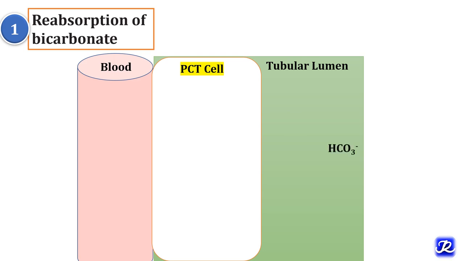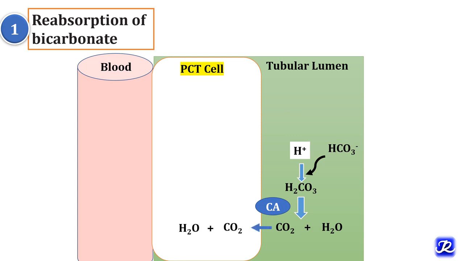So the bicarbonate which is filtered in tubular lumen combines with hydrogen ion to form carbonic acid, which is dissociated to form carbon dioxide and water by the action of enzyme carbonic anhydrase. This carbon dioxide is diffusible. It enters the tubular cell, and again there is formation of carbonic acid by another isoenzyme of carbonic anhydrase. This carbonic acid again dissociates to form bicarbonate and hydrogen ions.